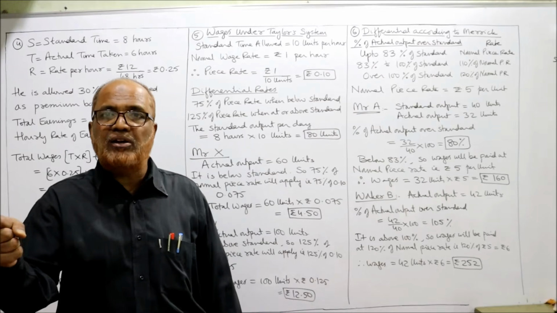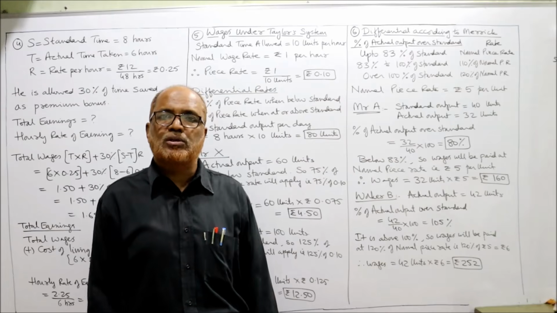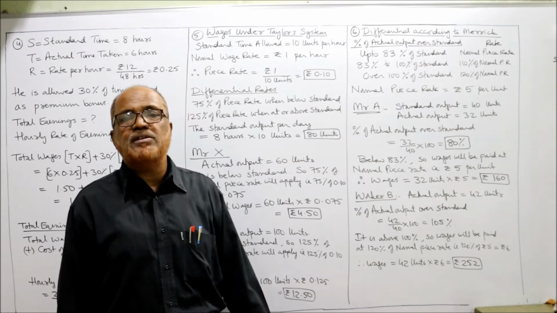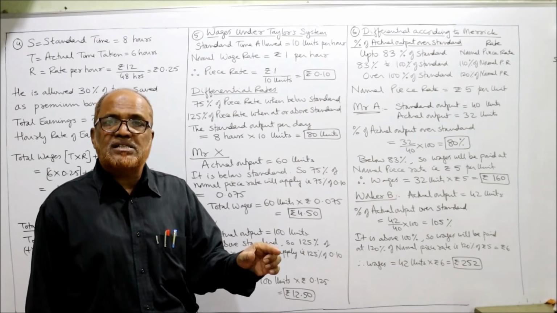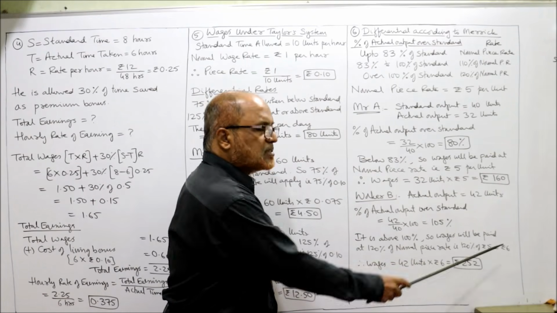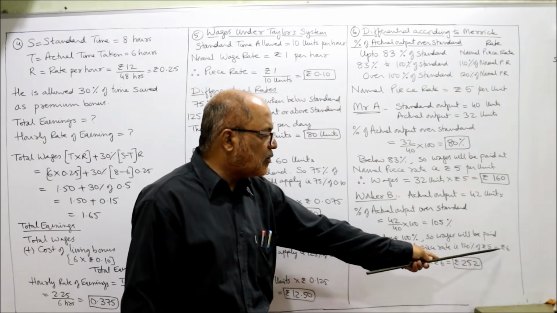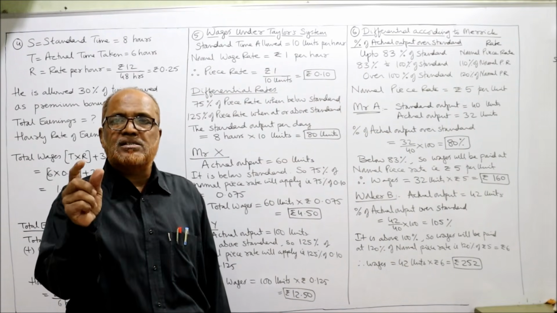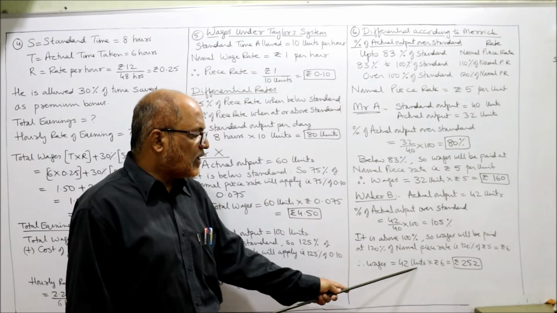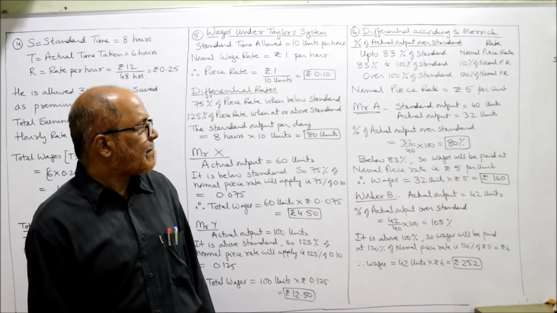Mr. B is an efficient worker. He has produced more number of units. So 105% he has produced. It is over 100. When it is over 100, 120% of normal piece rate will apply. So 120% of 5 rupees comes to 6 rupees. So per piece 6 rupees will be applied. How many pieces has he produced? 42 units. So 42 into 6, 252 is the total wages of Mr. B.